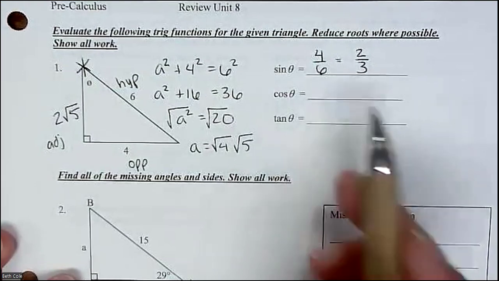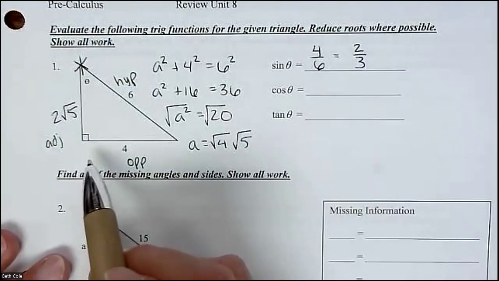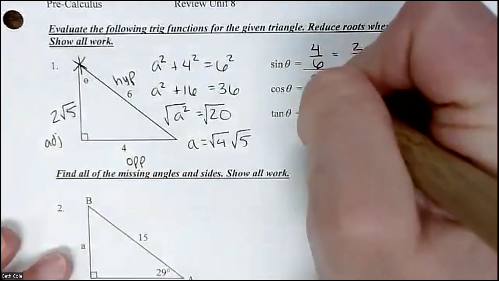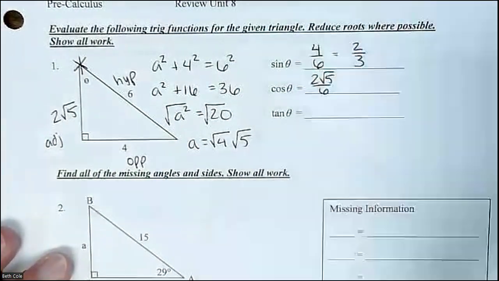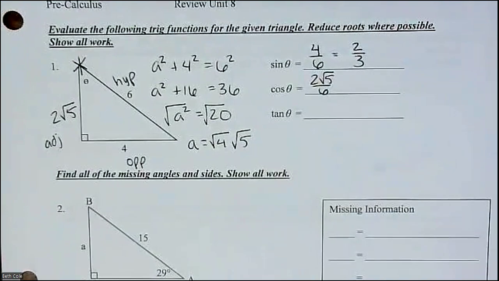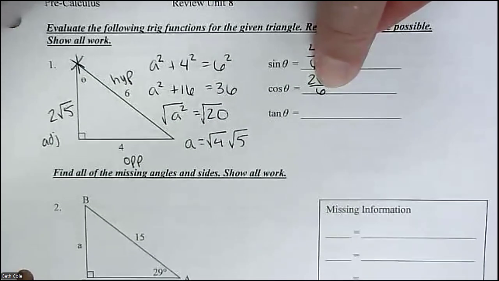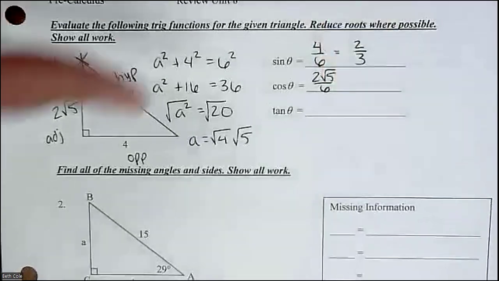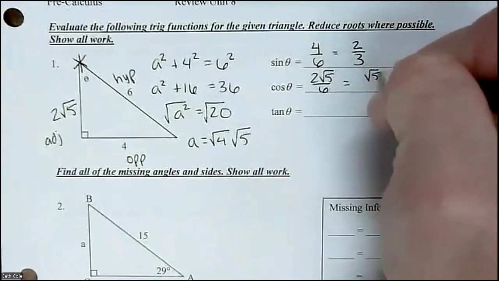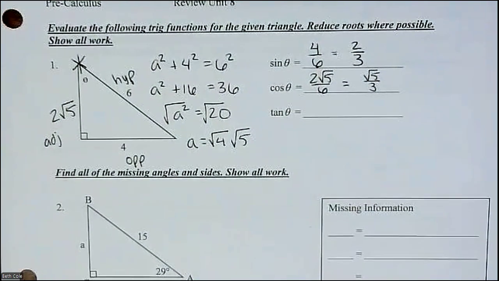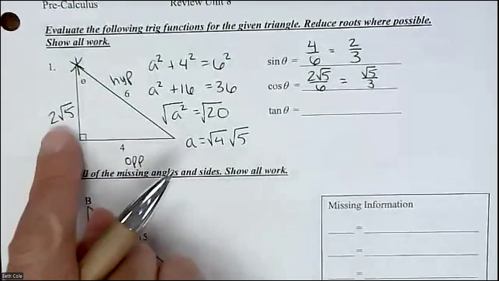All right, cosine would be what over what? Yeah, good. So that would be 2 square root of 5 over 6. Now you can't touch the 5, that's inside of the root. But ignoring that, how does 2/6 reduce? Yeah, 1/3. And you can keep the 1 in there in front of the square root of 5 if you want to. That's personal preference. And then tangent is opposite over adjacent.